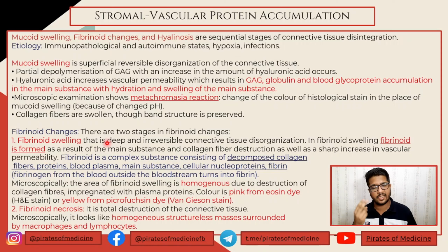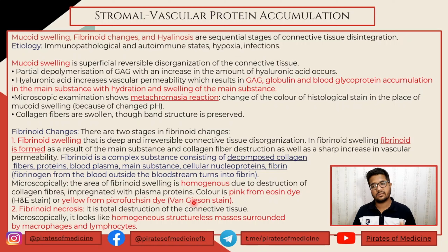Now, fibrinoid changes develop in two stages again. First, we have fibrinoid swelling. There is deep and irreversible connective tissue disorganization. Now, in fibrinoid swelling, what happens? The vascular permeability increases more and fibrin comes into the tissue. Here fibrin is deposited, and again the tissue is edematous. The fibrinoid swelling is homogeneous due to destruction of collagen fibers, and the color of this in fibrinoid swelling is pink from eosin dye and yellow from picrofuchsin or Van Gieson stain.